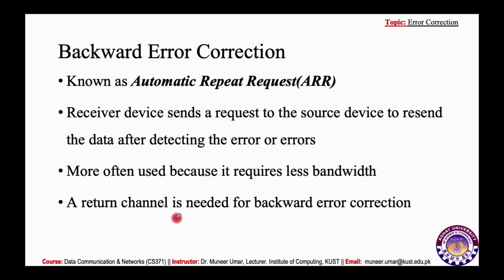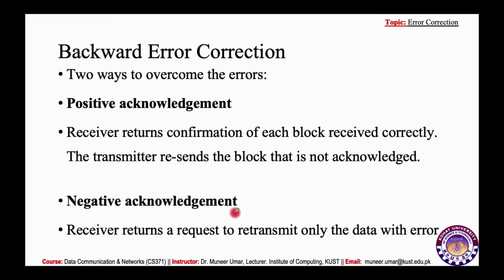A return channel is needed for backward error correction. So there must be some sort of mechanism so that the receiver also sends the information about the received data to the sender. So for that purpose, the backward channel is also required. There are two ways for backward error correction. The first one is positive acknowledgement, and the second one is negative acknowledgement.